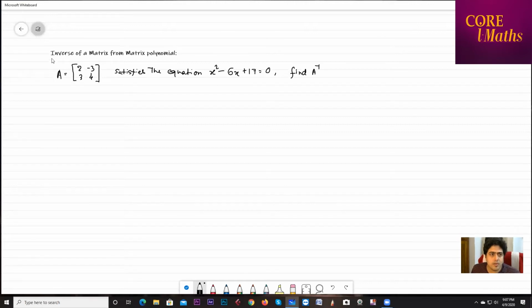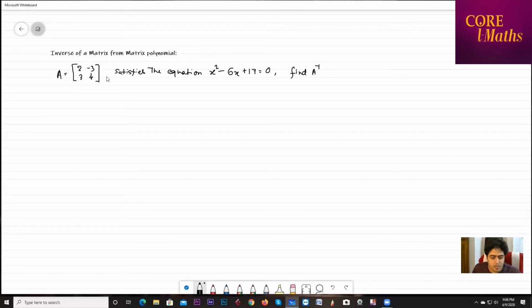Here we'll cover the inverse of a matrix from the matrix polynomial. As you know, what is a matrix polynomial? Whenever a polynomial is given and in place of x, a square matrix, 2 cross 2 or 3 cross 3 or higher order, is given, if it satisfies the polynomial equation, then we can say that this is the matrix polynomial.